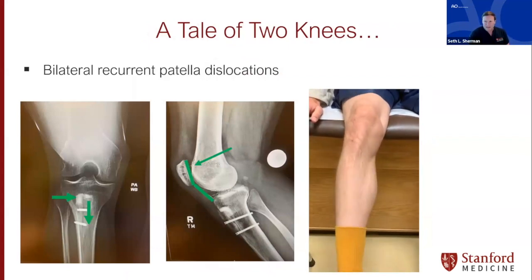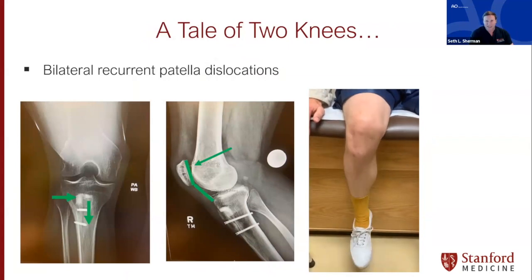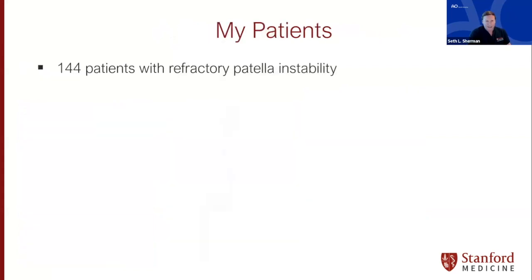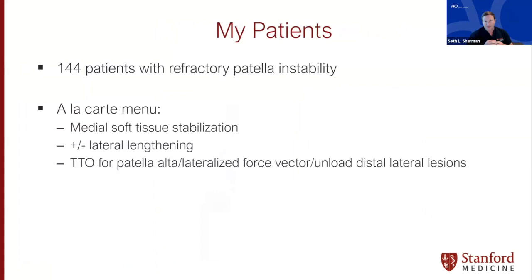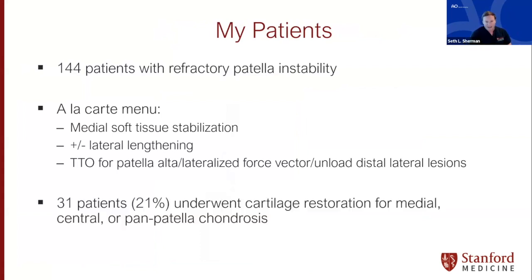And you can always tell with big surgeries when people are happy because they come back for the other side, which to me is quite fascinating and also very rewarding because these are challenging situations to get right. I looked at 144 of my own patients with refractory patella instability, this kind of a la carte thinking: soft tissue balancing always, TTOs per the indications I described, cartilage restoration per the indications I described. I think it's important to note that only a small subset actually needed cartilage restoration. So we can unload a lot of the joint without aggressively treating the cartilage with transplants or cell-based repairs.